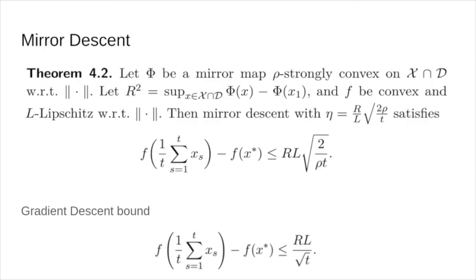So yeah, it looks a lot like the gradient descent bound, except we have more freedom because we get to choose phi, and we get to choose the norm, and phi determines what R ends up being, and the norm determines what L ends up being. So hopefully, in more types of problems, you can make that dimension independent or nearly dimension independent.